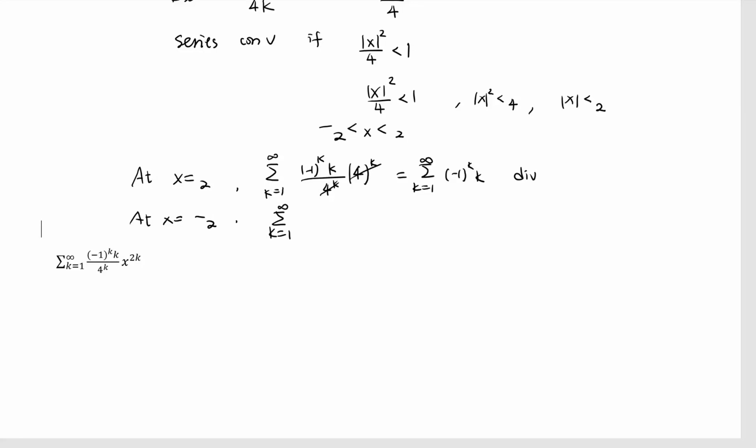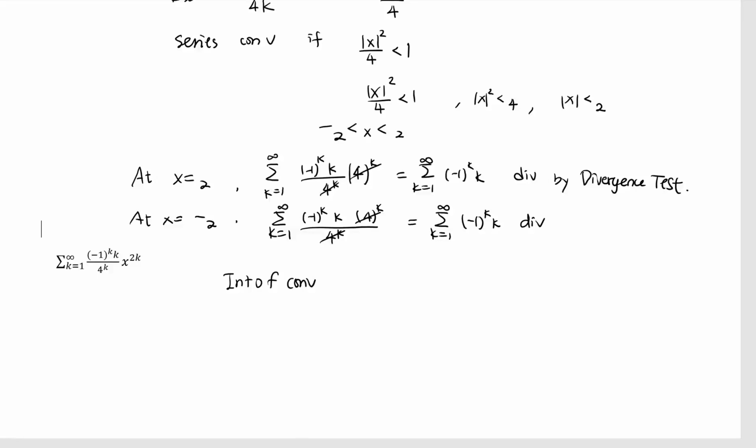So when we plug in minus 2, we'll have (-1)^k, and when we take the square of minus 2, it still makes 4 to the k. And it cancels, we still have (-1)^k times k. It also diverges by the divergence test. Okay, so that's why at the endpoints it diverges. So the interval of convergence is -2 to 2. Okay, so far so good.